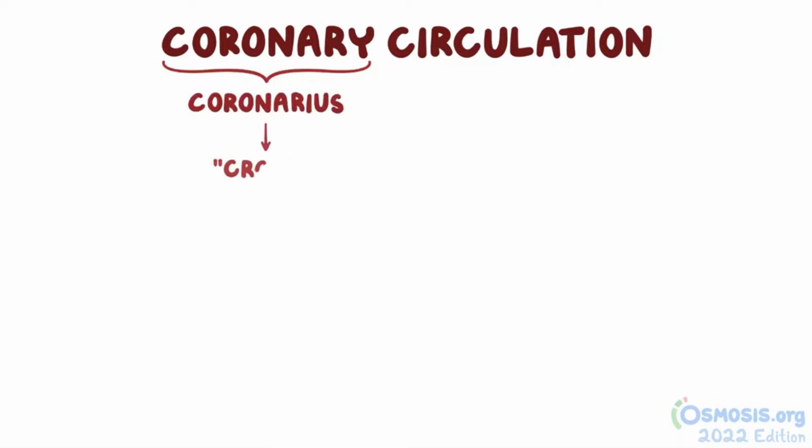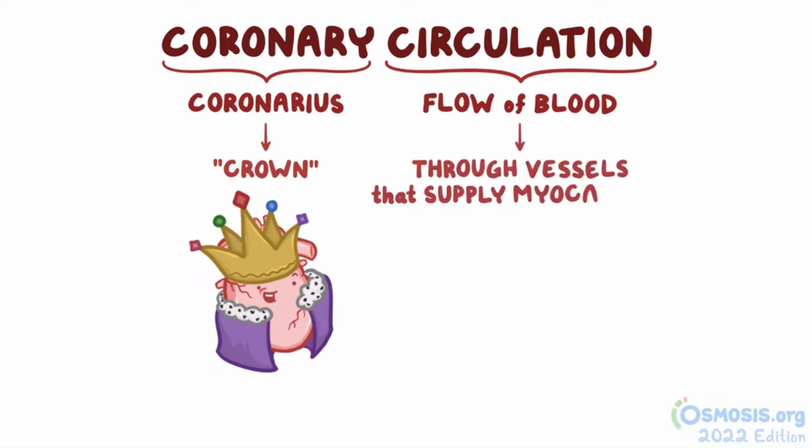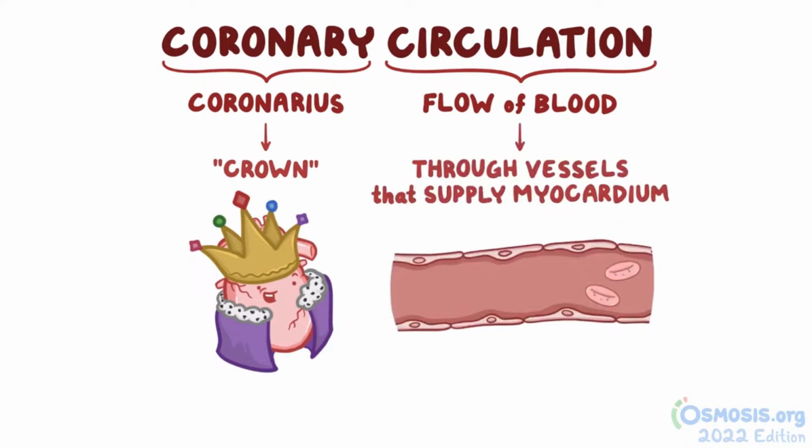With coronary circulation, coronary comes from the Latin word coronarius, meaning crown. This is because the coronary blood vessels surrounding the heart resemble a little crown, and circulation refers to the flow of blood. So coronary circulation is the movement of blood throughout the vessels that supply the myocardium, also known as the heart muscle.